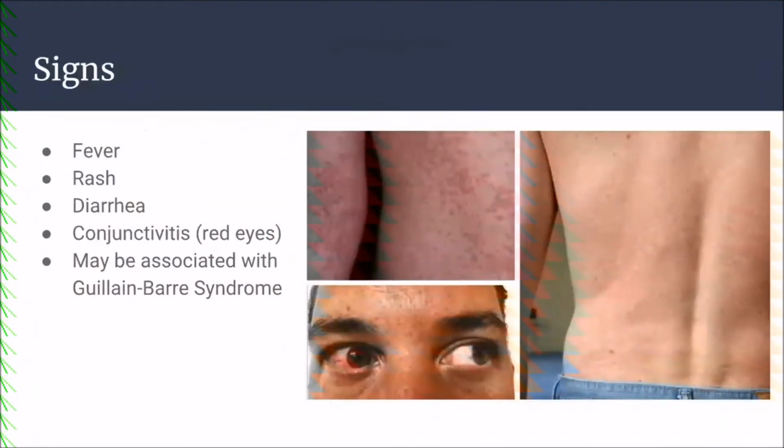The signs that a person may be infected with Zika virus are fever, rash, diarrhea, and conjunctivitis, which means red eyes. Zika may be associated with Guillain-Barré syndrome, which is an illness where a person's immune system attacks their nerve cells. The CDC is continuing to investigate this correlation further.